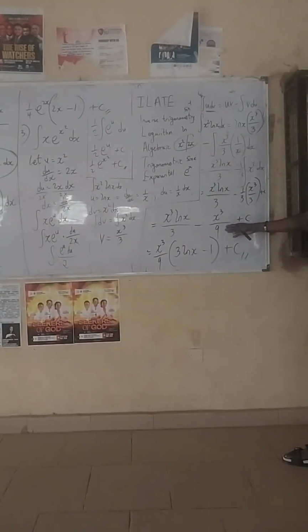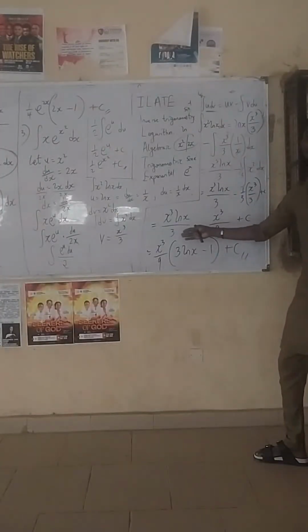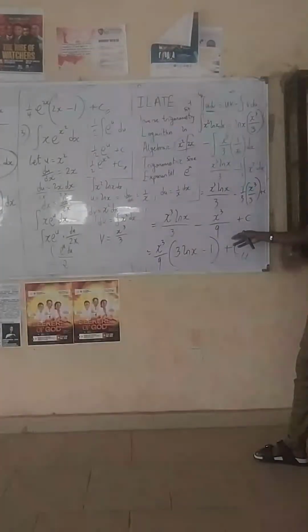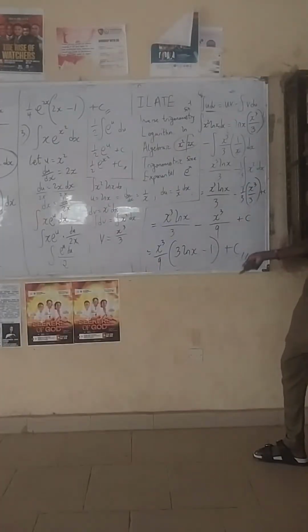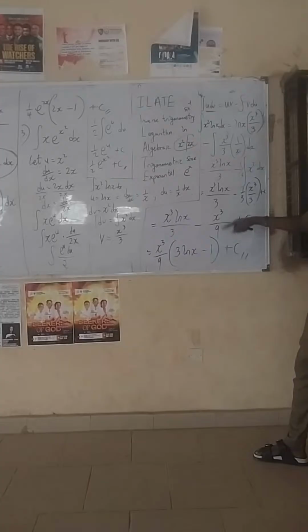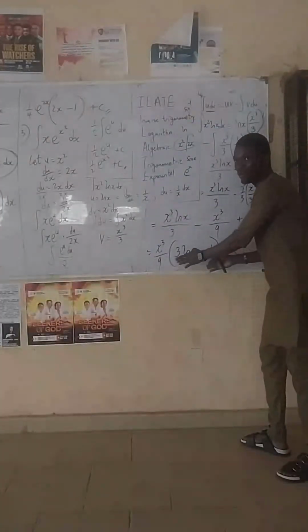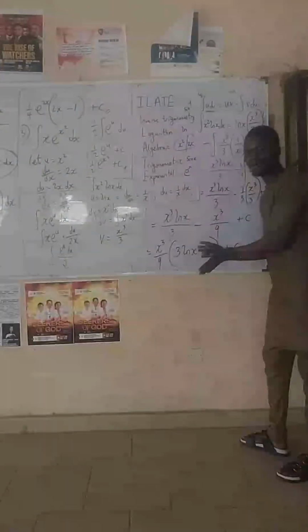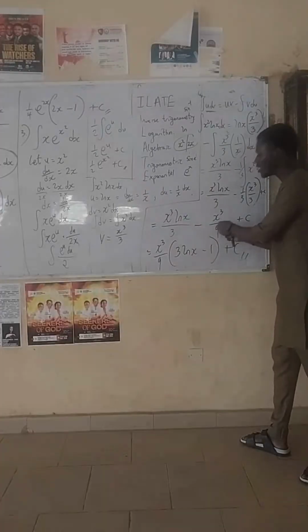Now, trying to check what is common between these two. I didn't make use of over 3. I make use of what? Over 9. Because when I make use of over 3, this one will still be over 3 again. So the essence is so that this one can be linear, bringing out the common factor. That's why I didn't use over 3.